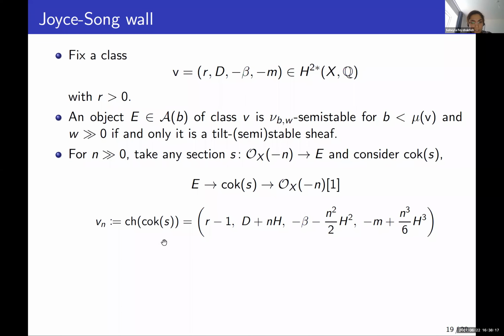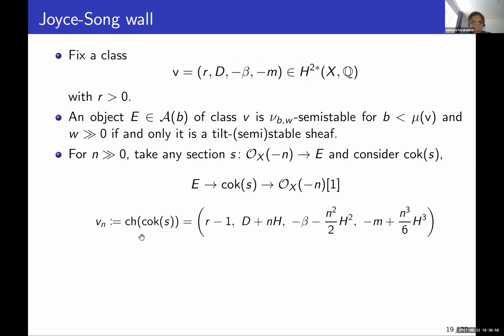And we know that the chern character of the cokernel of s, which I'm going to denote by v_n, is, as I said, for the case of rank zero, super special because it's of rank r minus one. And then we have (d, minus beta_n, minus m), which was chosen at the beginning. And then we choose n very large. Okay. Then you see why it's a super special character, and the fact that we have a very special character helps us describe all walls of instability for this chern character.